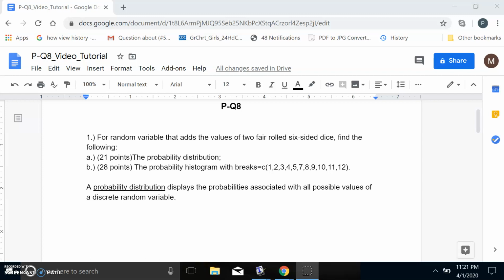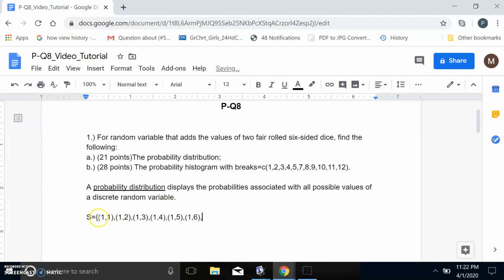So a probability distribution displays all the probabilities associated with all possible values of the random variable. Let's first look at the sample space. So S, so we could have 1, 1, 1, 2, 1, 3, 1, 4, 1, 5, 1, 6.